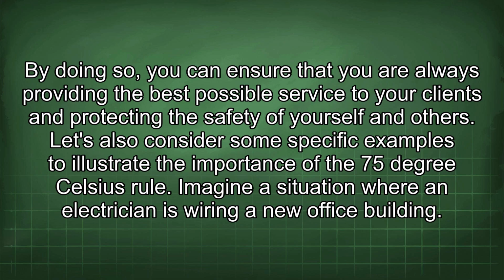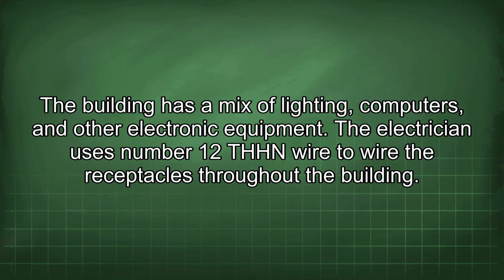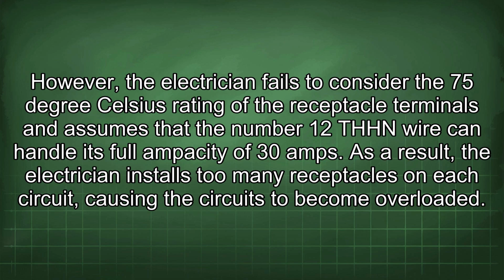Let's also consider some specific examples to illustrate the importance of the 75°C rule. Imagine a situation where an electrician is wiring a new office building. The building has a mix of lighting, computers, and other electronic equipment. The electrician uses number 12 THHN wire to wire the receptacles throughout the building. However, the electrician fails to consider the 75°C rating of the receptacle terminals and assumes that the number 12 THHN wire can handle its full ampacity of 30 amps.